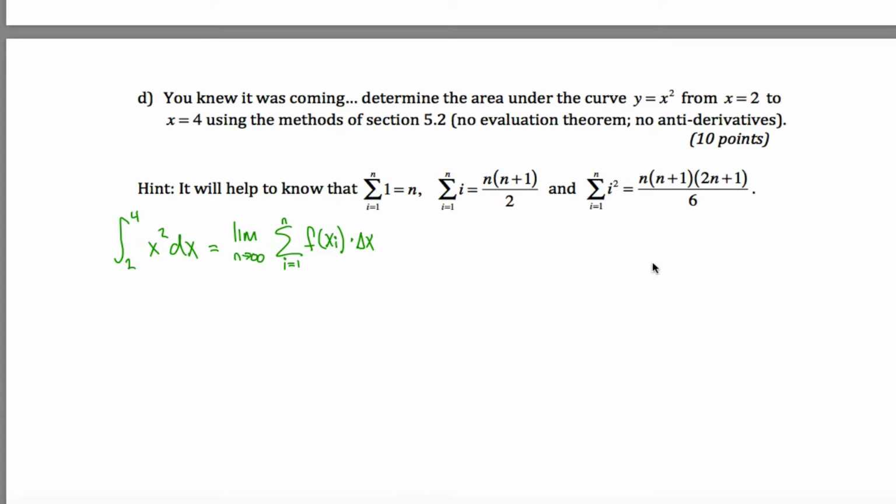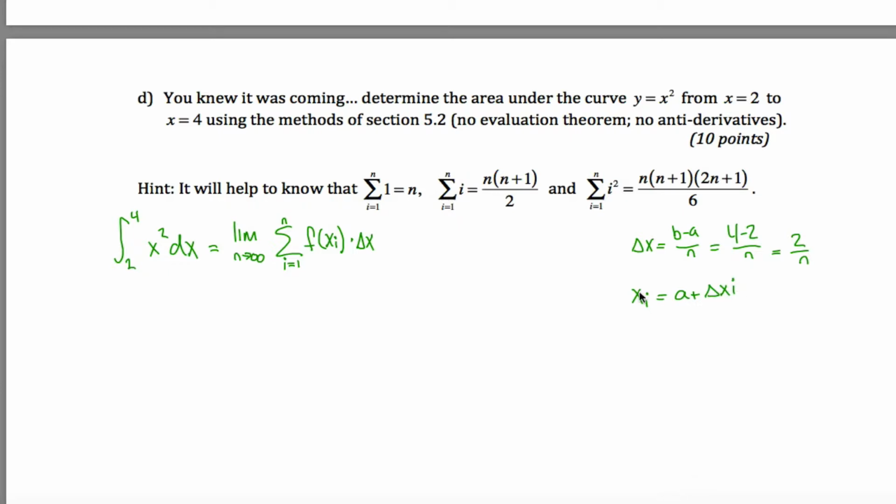And how the hell am I going to figure this out? Well, delta x, like I figured out before, is still b minus a over n. Sure, I'll write it. And b is still 4, and a is still 2. Problem is now n is just n, so delta x is 2 over n. And xi is a plus delta x times i.